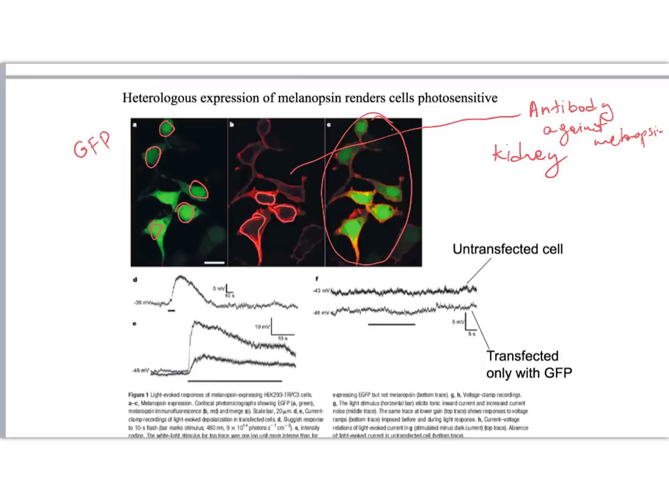But the point is that if you look at cells that you transfected with melanopsin, amazingly enough, they can respond to light. Even though they're originally kidney cells, only by putting melanopsin in them is sufficient to make them photoreceptive. And these are control cells which were transfected with GFP, but not with melanopsin, as a control, to show that photoreception is not just induced by putting any piece of DNA or any coding protein, but just by putting melanopsin.